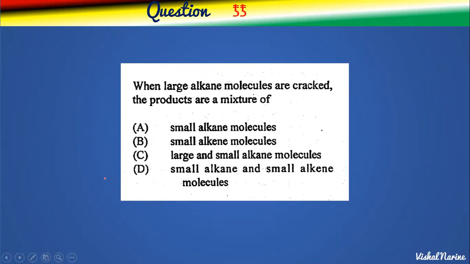Question 55. During the process of cracking, what happens to the large alkane molecules? What do they produce? A mixture of, and correct, they produce a mixture of small alkanes and at least one small alkene.